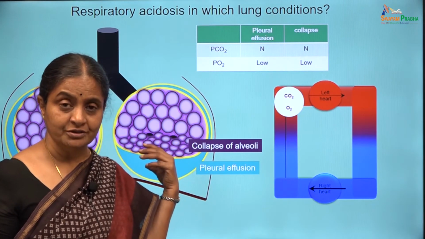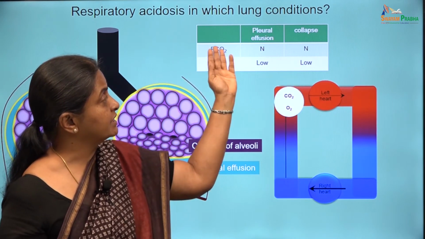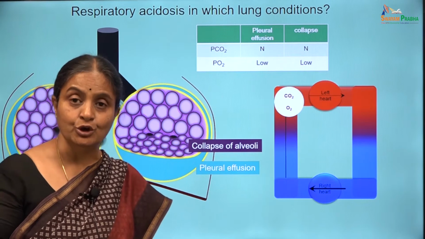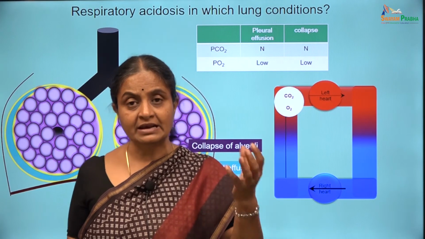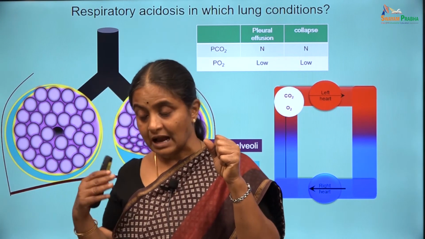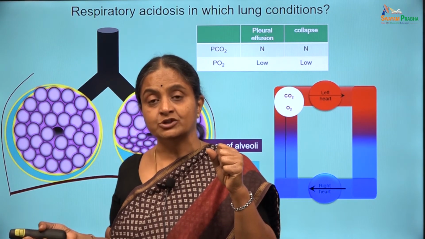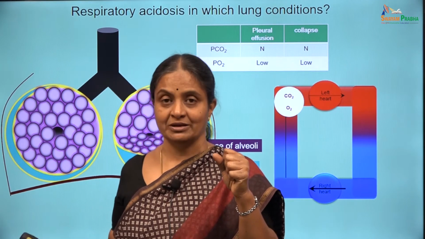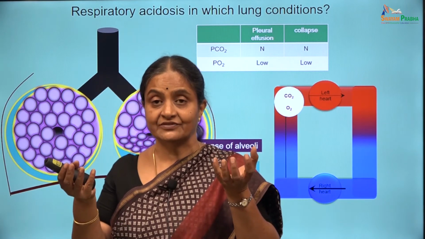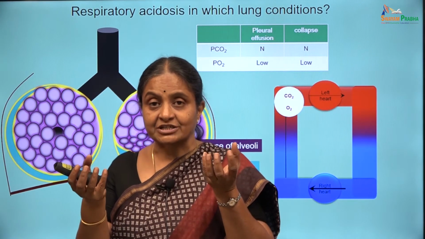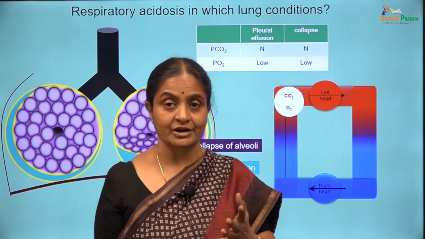If the pleural effusion is not extensive, oxygen may be low, but carbon dioxide levels will be normal. There will be no respiratory acidosis. Even if the pleural effusion is one-sided and one lung has completely collapsed, the other lung can take care of the ventilation that is required to maintain carbon dioxide levels normal. Only if there is bilateral pleural effusion and if it is extensive such that ventilation is affected, only then carbon dioxide levels will increase, not otherwise.